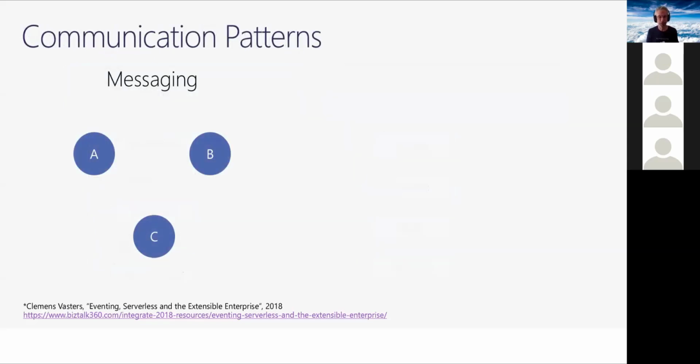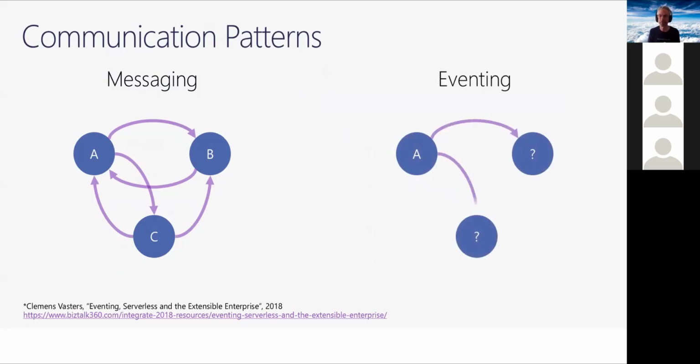So from a graphical perspective, when we look at the communication patterns, messaging, as I said, is kind of conversational. There'd be a bit of back and forth here. And the participants generally know who each other are. Whereas in eventing, it's very one way. And the publisher typically doesn't know who the consumers are.